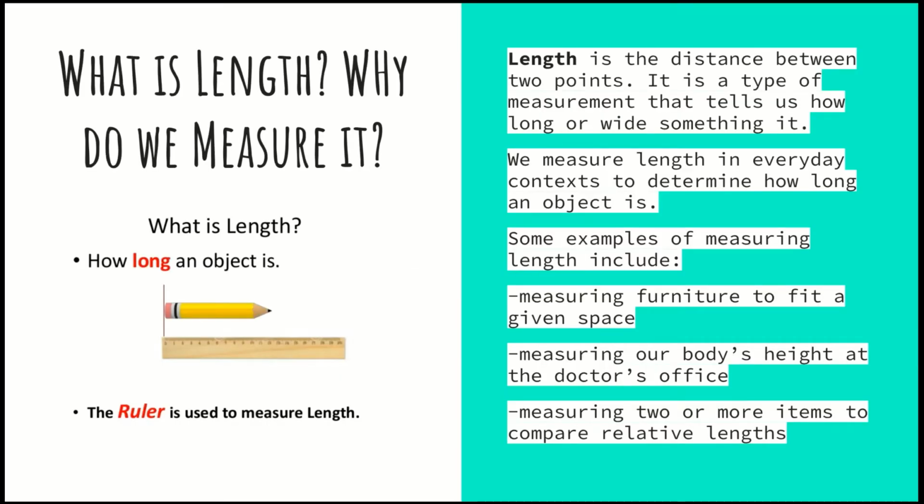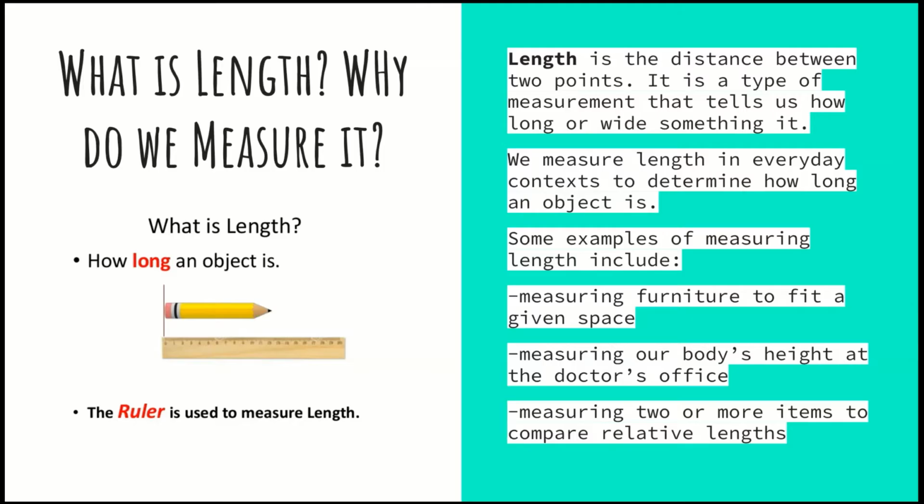All right, so what is length and why do we measure it? Well, length, simply put, is the distance between 2 points. It's a type of measurement that tells us how long or wide something is. We measure length in everyday contexts to determine how long an object is.